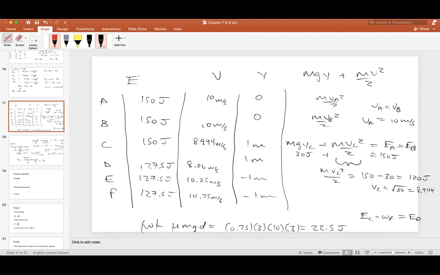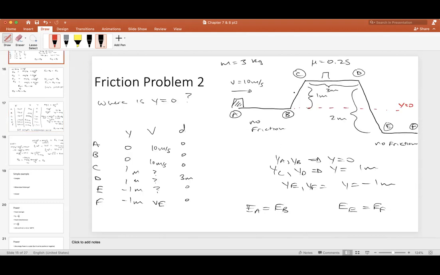And we found that, of course, the velocity slowed down. It went up a hill. It lost kinetic energy to potential energy of gravity. However, it still has a total energy of 150 joules.